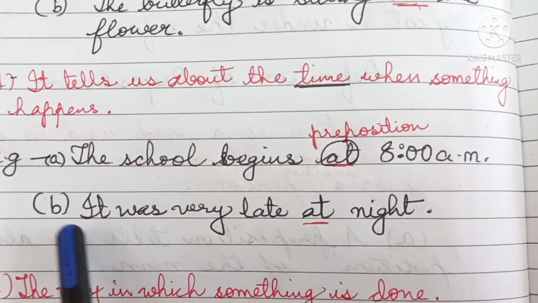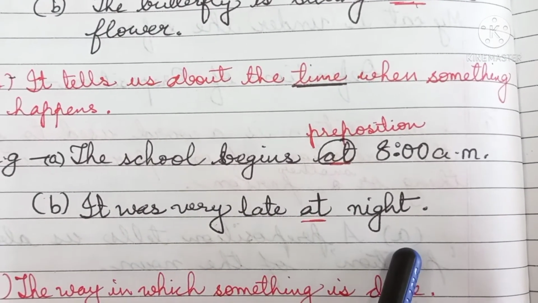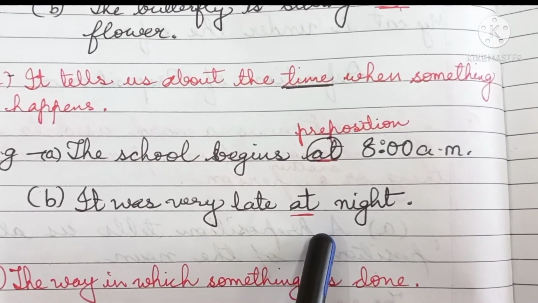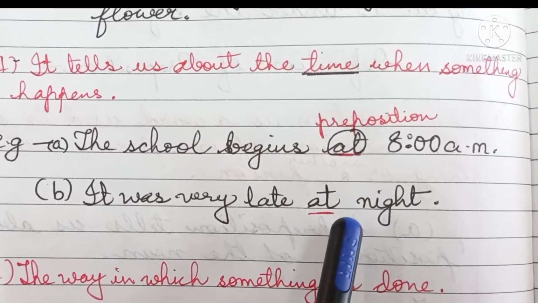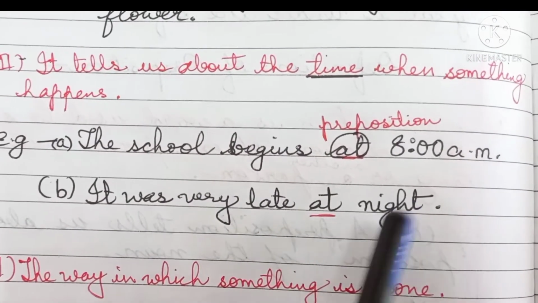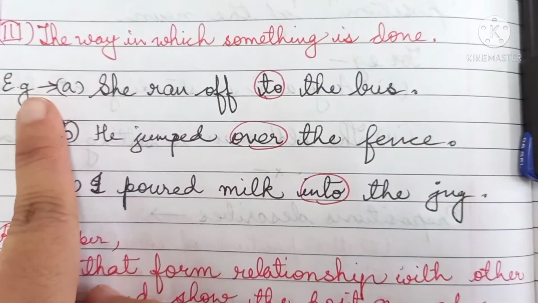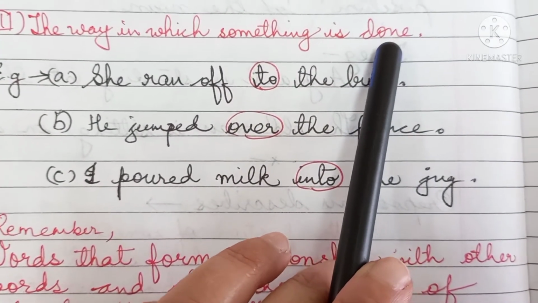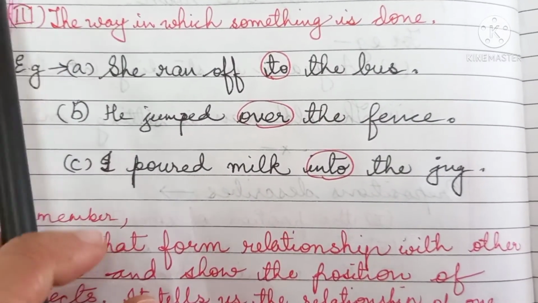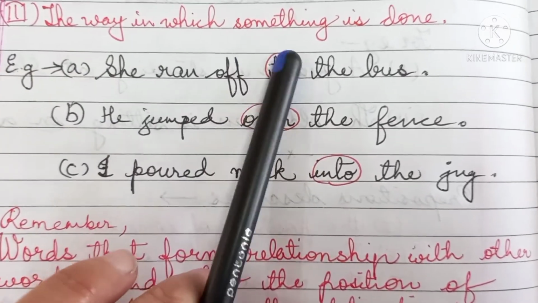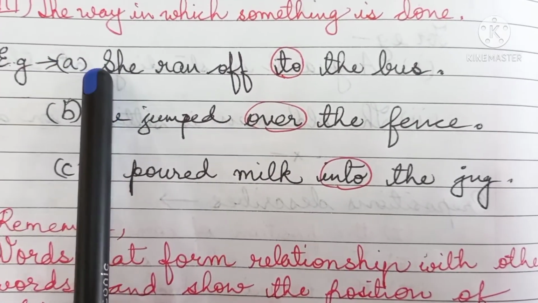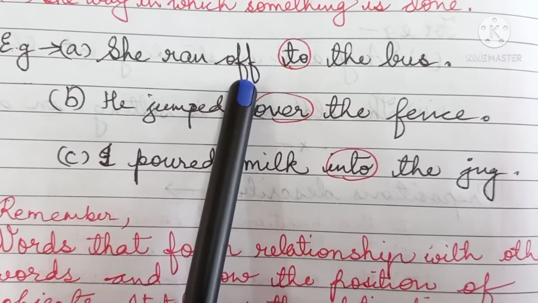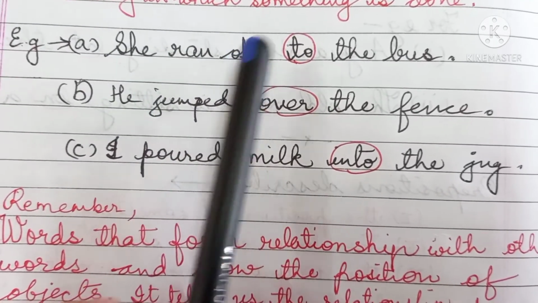In the same manner, when I read, it was very late at night. It is talking about the night time. The time is not mentioned, but it is told that it was very late at night. Prepositions also describe the way in which something is done. So students, the third concept of the preposition is that it talks about the way in which something is done. Like in the example given, she ran off to the bus. It means she hurriedly went to catch the bus. What is the preposition? To.